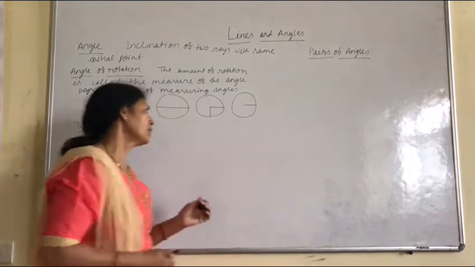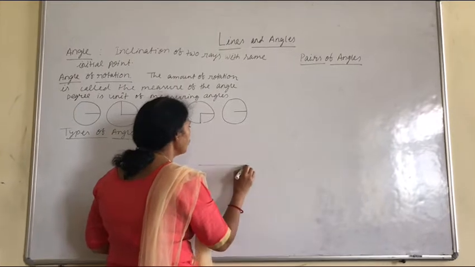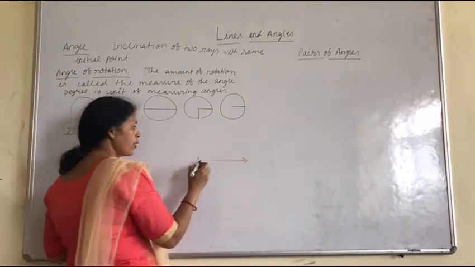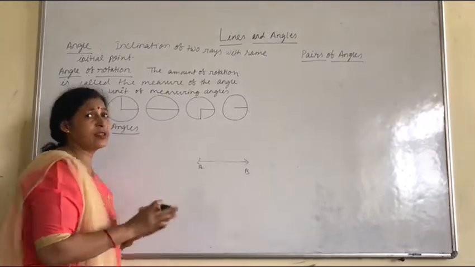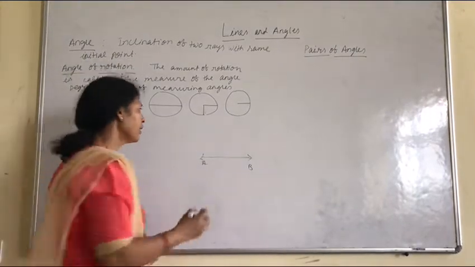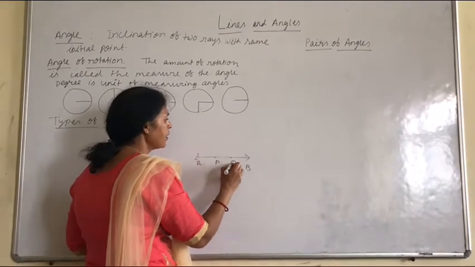So let's again tell you what is your line. It has no end point. So AB is the line. It has no end point. That means you have to extend in both the sides, unlimited. Then if you take 2 points, suppose P and Q.